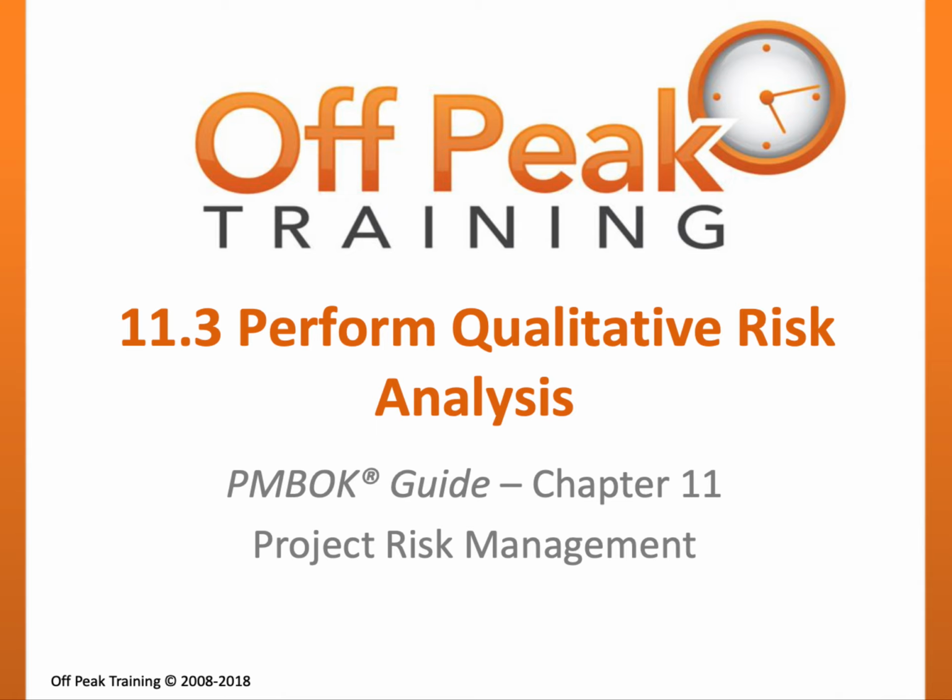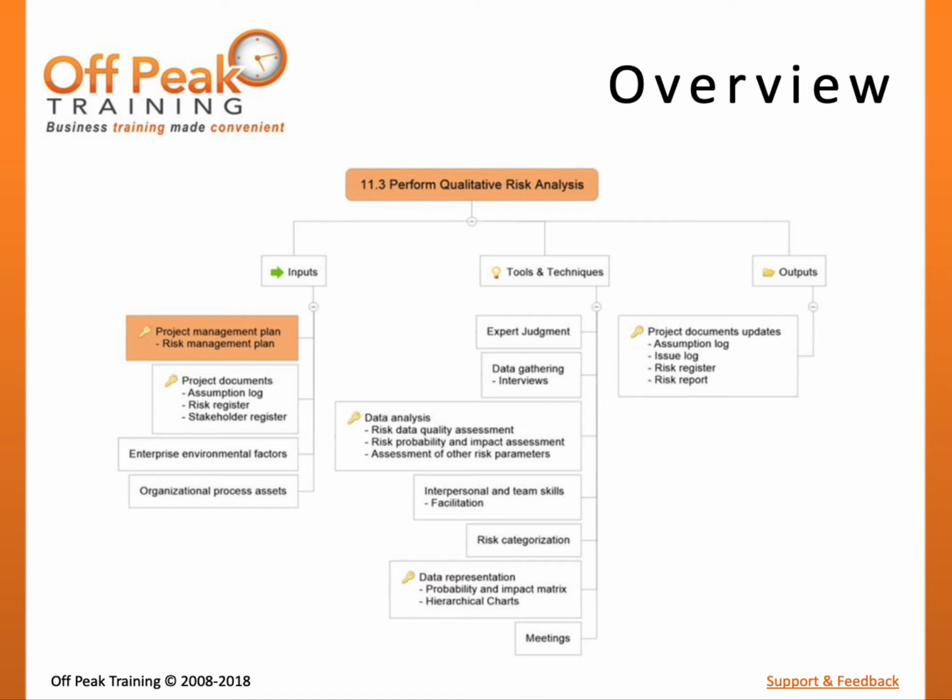In this module, we will learn the inputs, tools and techniques, and outputs of the Perform Qualitative Risk Analysis process. Perform Qualitative Risk Analysis is the process of prioritizing risks by subjectively evaluating their probability of occurrence and impacts to time, cost, scope, and quality. This should be done by collecting and analyzing data for each risk on the risk register.